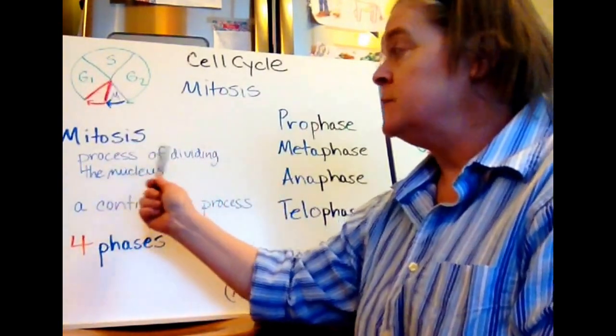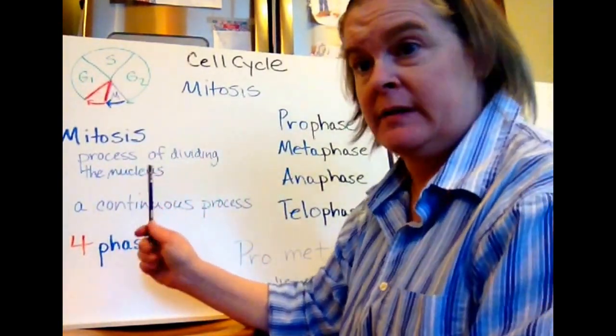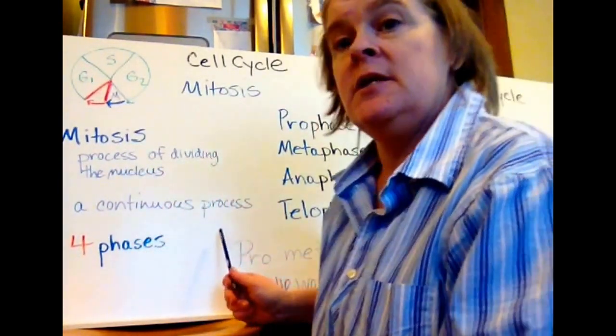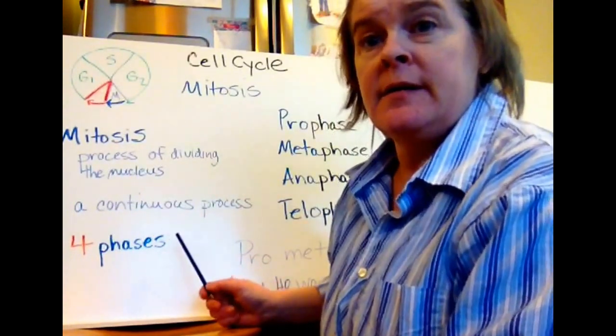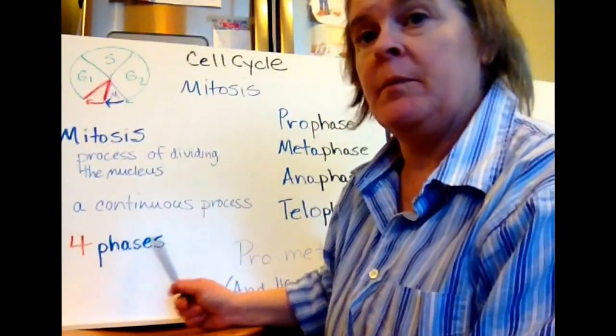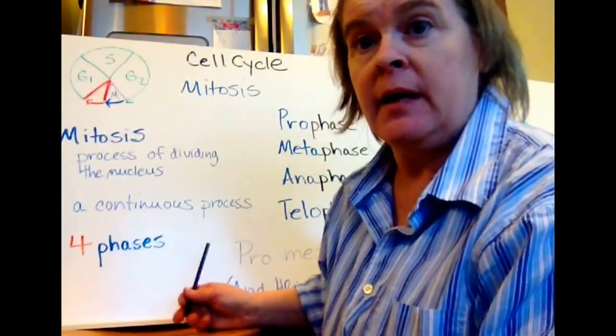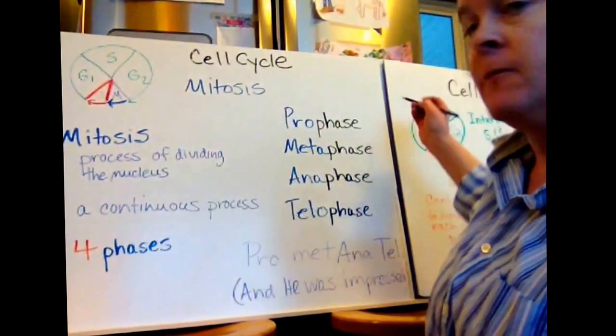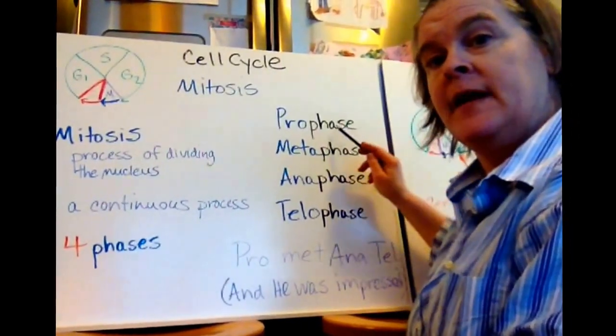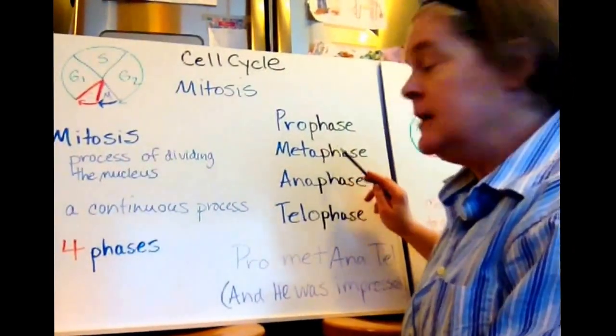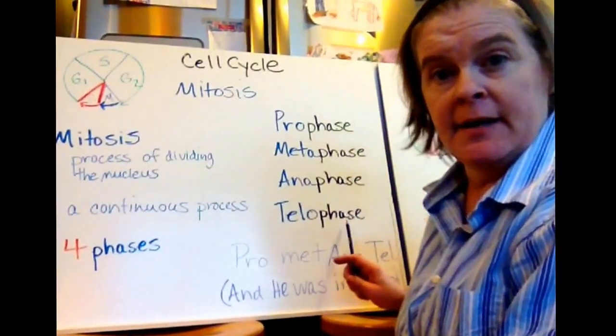Mitosis is the process of dividing the nucleus. So it's a continuous process, and scientists have divided this into 4 phases in order to talk about what's happening in mitosis. The 4 phases are prophase, metaphase, anaphase, and telophase.